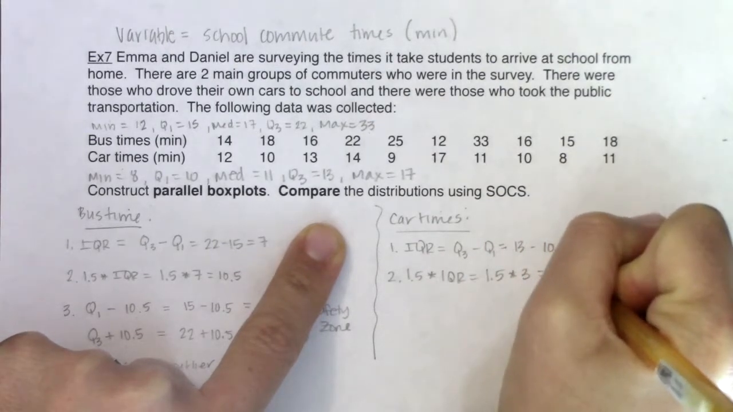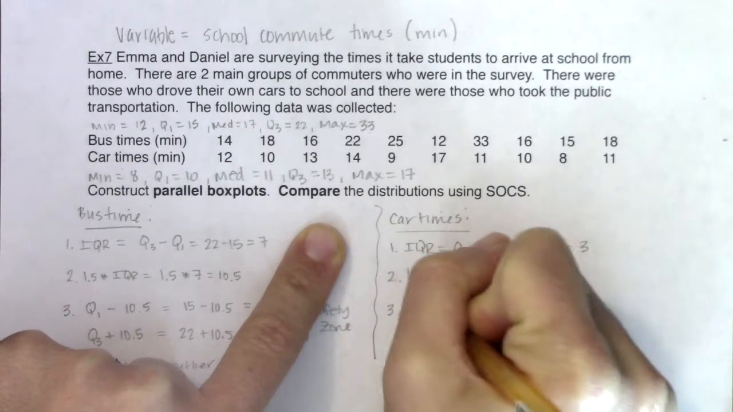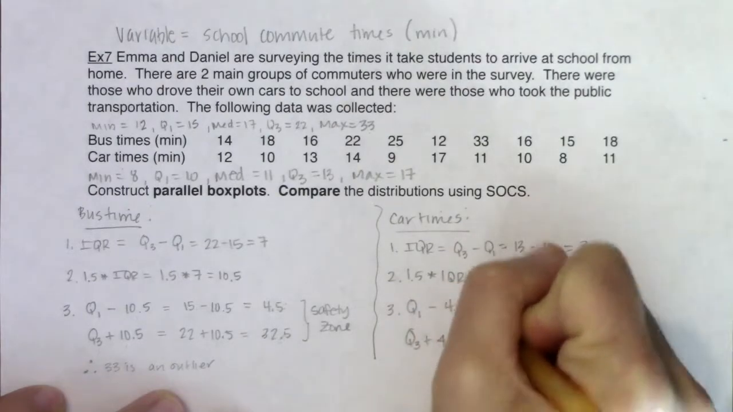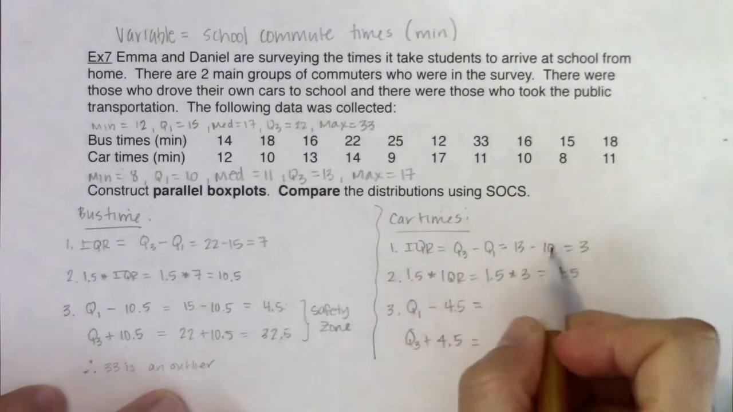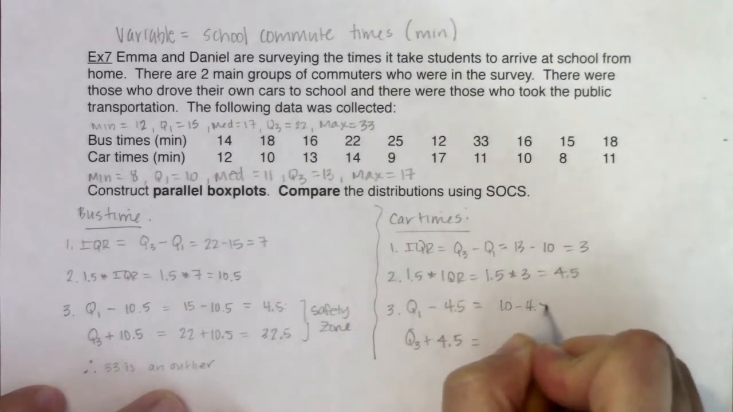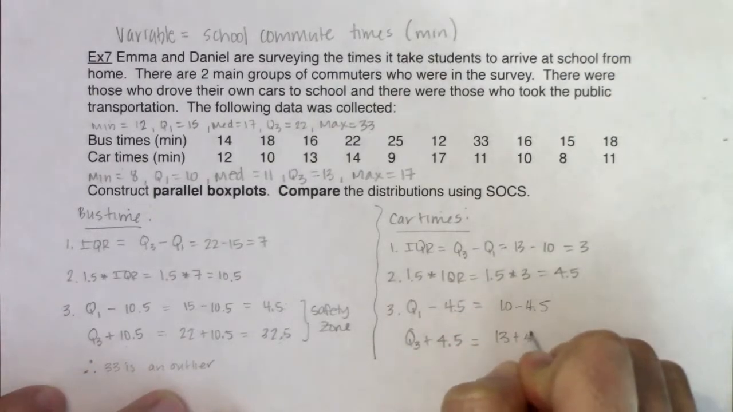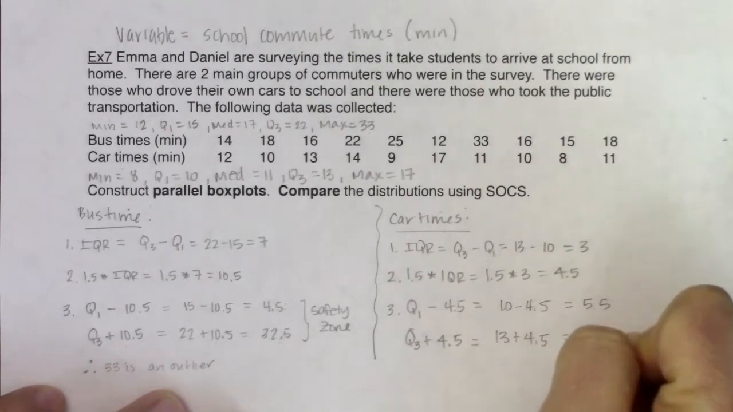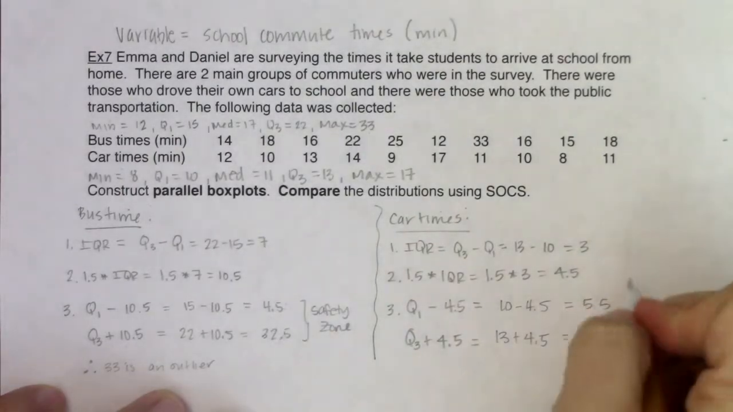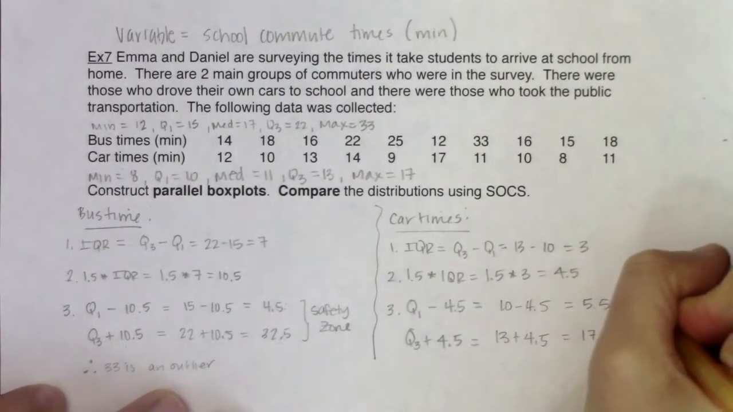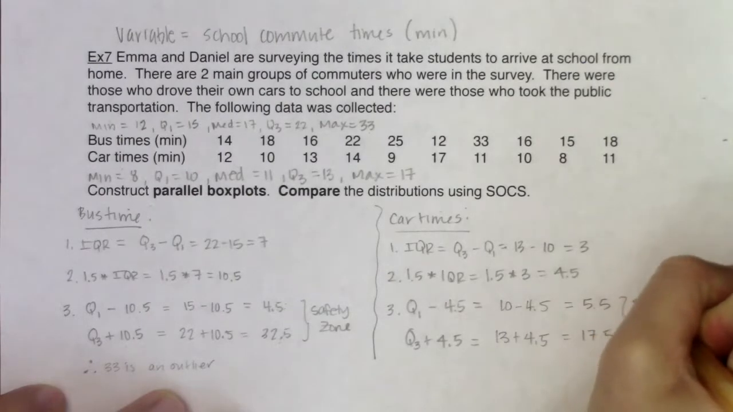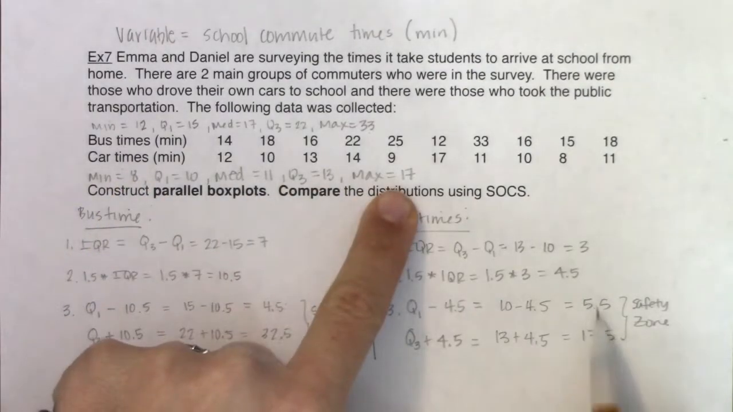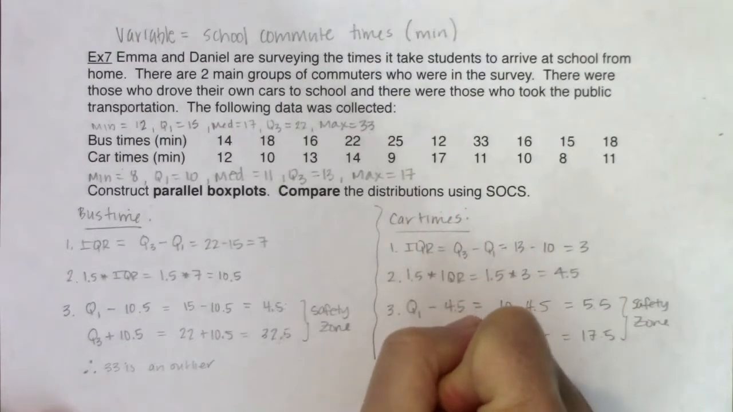And I'm looking at 4.5. I'm going to lower the Q1 threshold, but raise the Q3 threshold. So we are looking at 10 minus 4.5 and 13 plus 4.5. So my safety zone is from 5.5 to 17.5. Or I should say my safety zone for the car times. All right, so let's use the max and min. The min is 8. 8 is safe. The max is 17. 17 is safe, so there are no outliers in this data set.